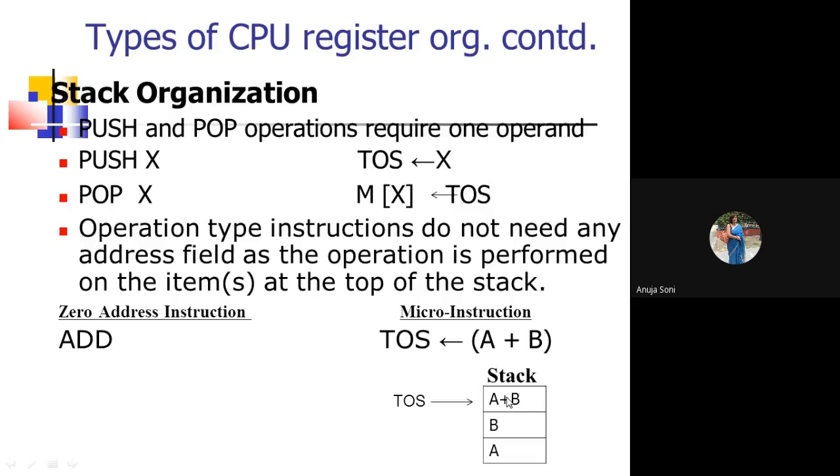So A and B are the two topmost elements. Add itself will do the addition of those two operands, and that ultimately will become the top of the stack. So what will be the zero address instruction? Add only. No address is specified. It will work on the two topmost elements of the stack. And what will be its corresponding micro instruction? Whichever are the two topmost elements, those will be added and will become the topmost element of the stack. So this way the stack organization works.